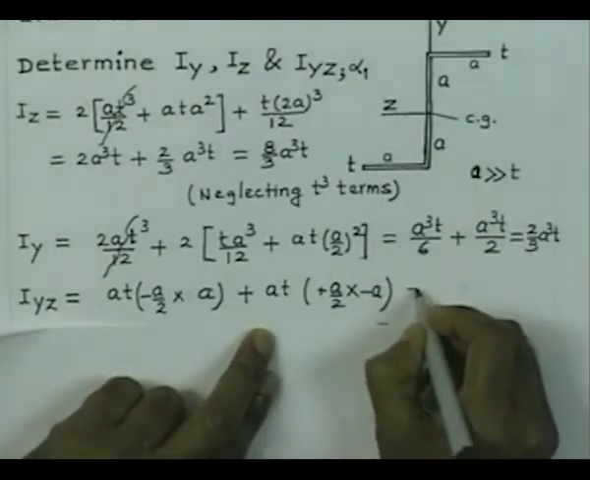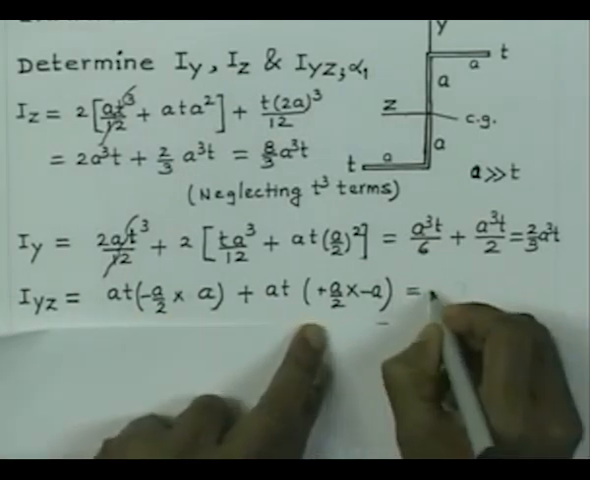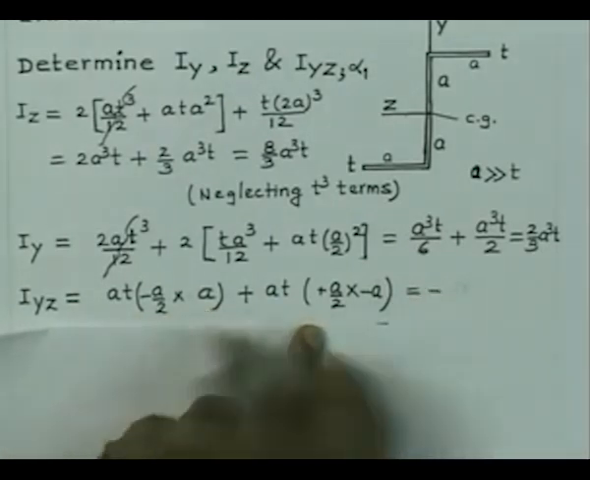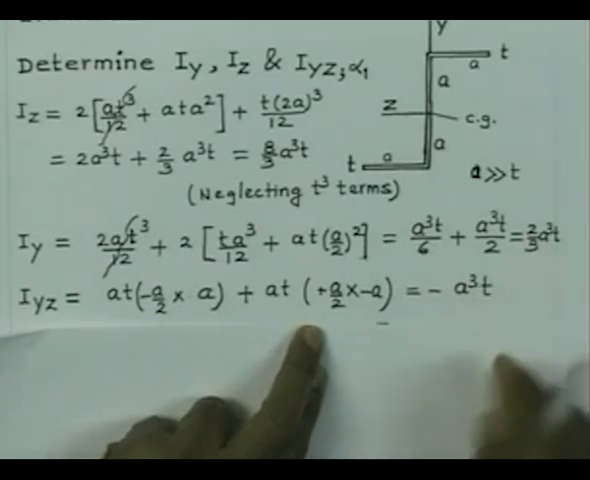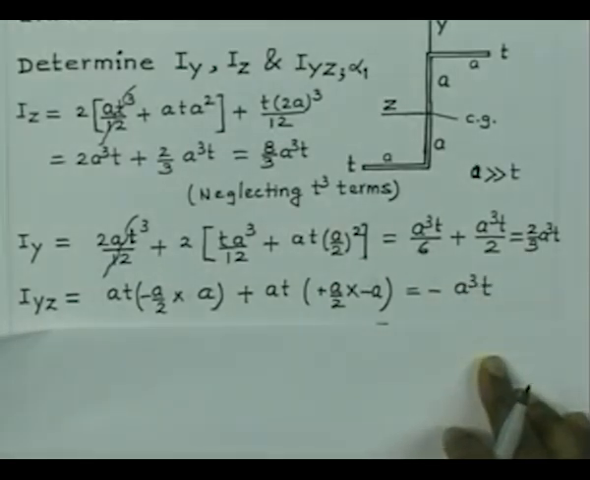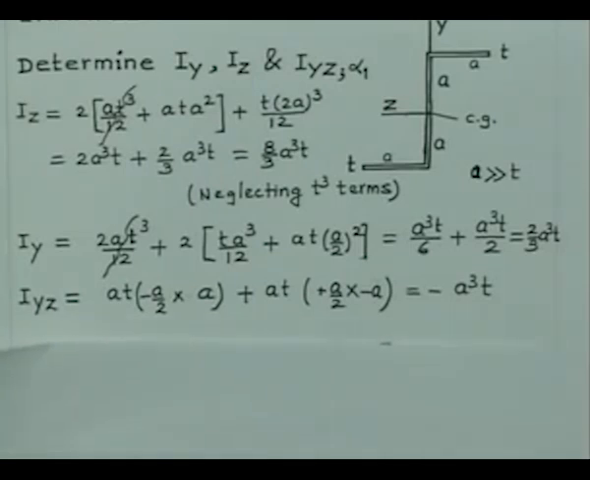Therefore, when you add up this, both are negative, and we now get a cube t by 2 twice, and therefore it is a cube t. So, the product moment of inertia is minus a cube t. Now, we are interested in finding out the section or set of axes which will make the product moment of inertia 0. That means we are interested in calculating alpha 1 direction.